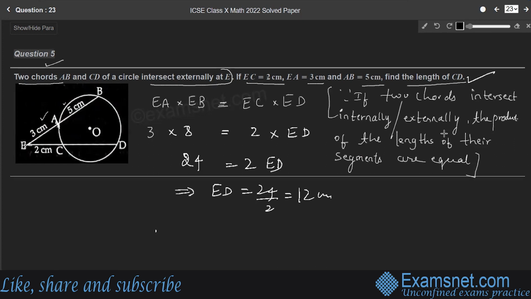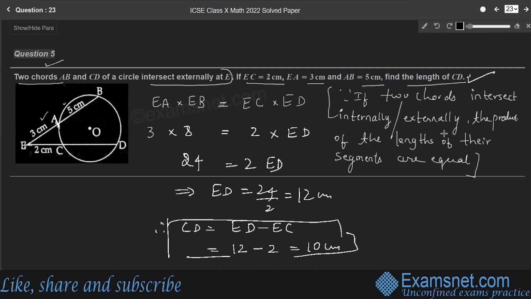So we need CD. Therefore, CD is equal to ED minus EC. EC is 2 centimeter, ED is 12. 12 minus 2 is 10 centimeter. Therefore, the length of CD is 10 centimeter.